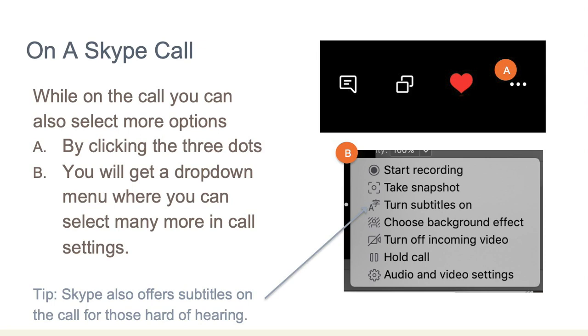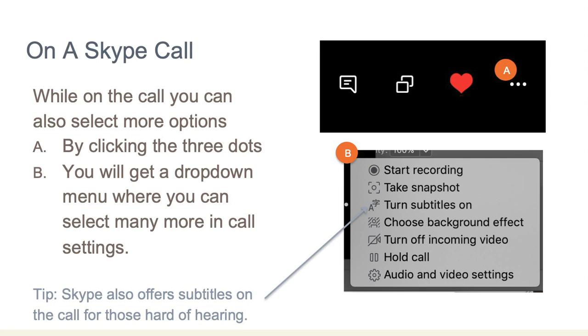One thing that's pretty cool with Skype is that you can actually turn subtitles on. So if you might not be able to hear the other person very clearly, maybe Skype can pick it up through its algorithms and it will appear like subtitles, kind of like on a movie. You can also choose different background effects like we have in Zoom here. And you can do other things such as turn off incoming video, so no one else can see you, I guess. You can hold the call, which is just like you could on a typical phone, and you can also change different audio and video settings through this option.